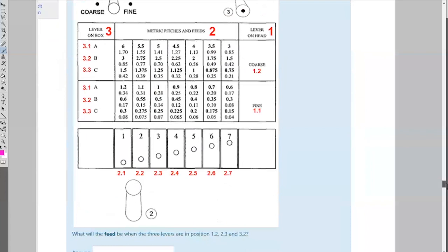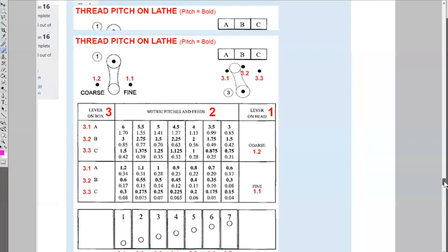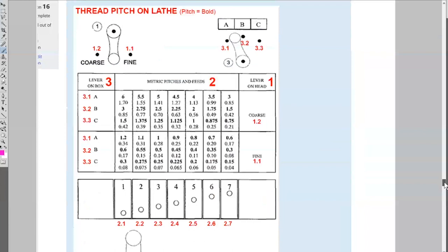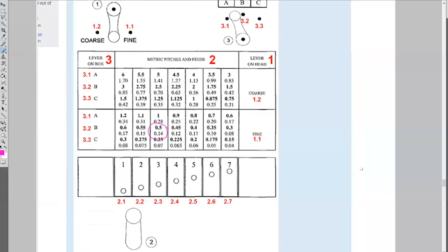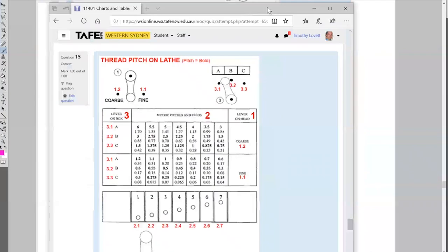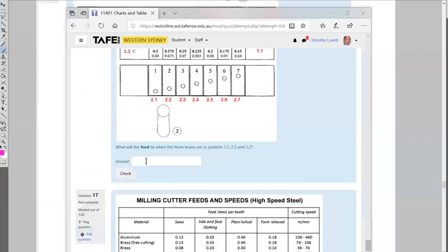And 1.2, 2.3, 3.2. What's the feed now? Remember I said there's pitch and feed. Feed will be when, oh, hang on. Are they the same numbers? 1.2, 2.3, 3.2. Oh, same numbers. Good. Well, we know exactly where we were. We were in 2.3. We're looking at these numbers here. Same ones. So the feed is 0.14 now. So that means you turn on the other lever, the carriage will be going along at 0.14.